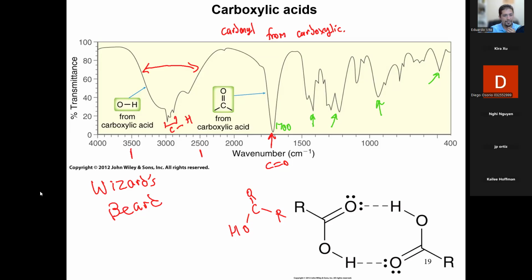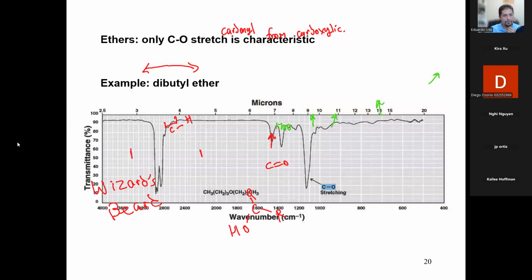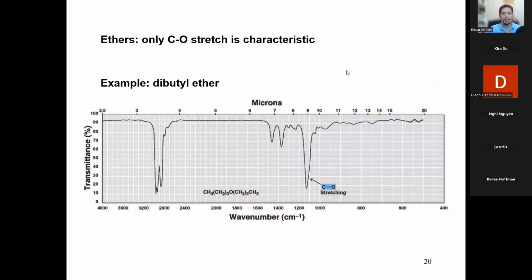Okay, moving on to the next slide. I didn't clear the drawings. Here we go. Alrighty, ethers. An ether is a carbon bonded to an oxygen, bonded to another carbon. So it looks like this: carbon, oxygen, carbon. And this could be anything. Usually we label this R, but it's just carbon, oxygen, carbon. And so if you only have an ether, you only have CH and two CO bonds, your spectra would look very clean.